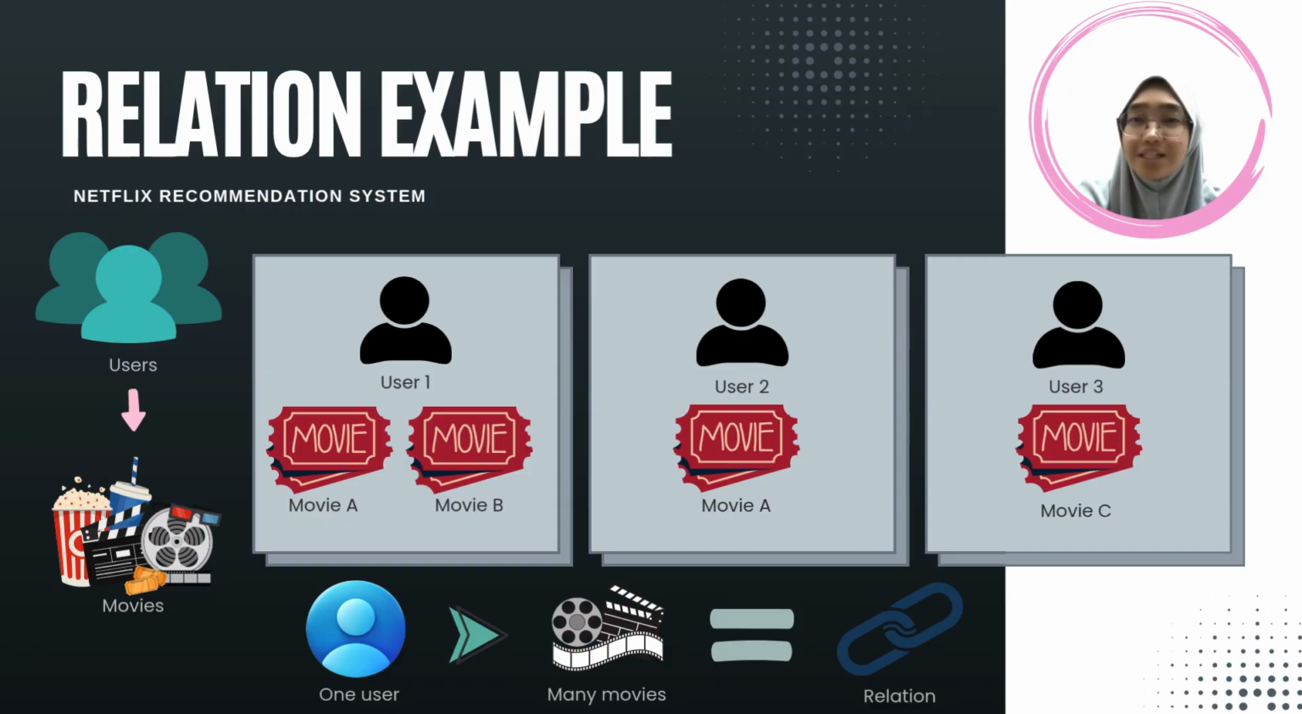Netflix stores millions of these relationships. By analyzing what users have watched, Netflix can recommend similar movies that users are likely to enjoy. Therefore, recommendation systems are excellent real-world examples of relations in computer science.